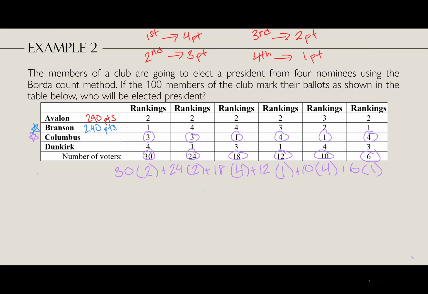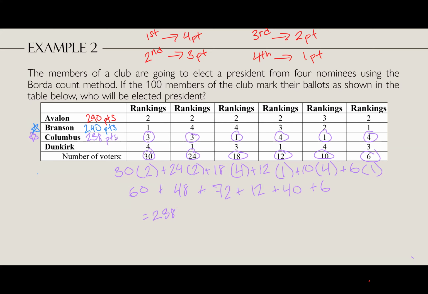So another candidate that's a little bit on the extremes. Cleaning these up, we're going to get 60 plus 48 plus 18 times 4. We get 72 plus 12 plus 40 plus 6. Adding up to a nice total, we get 238. So Columbus has 238 points.